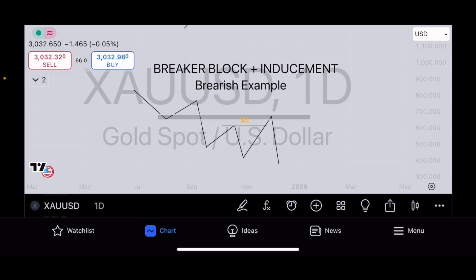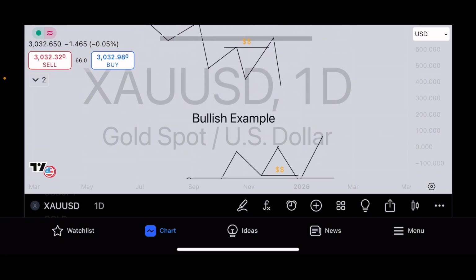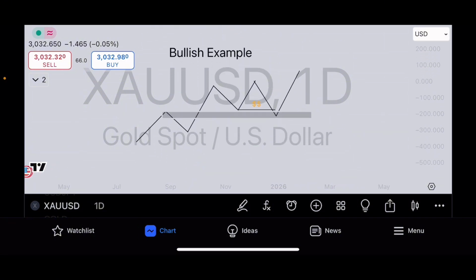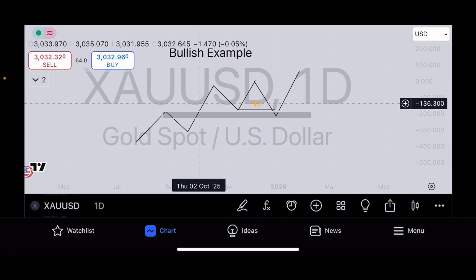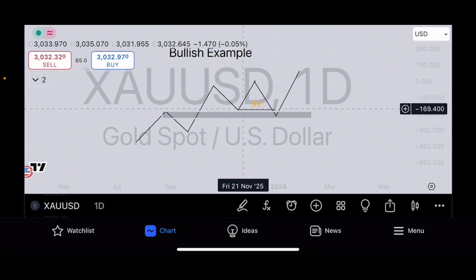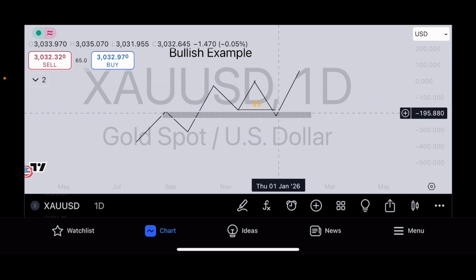Let's look at a bullish example. A bullish example is still the same thing. Here we have what do we have here? We have a supply zone which was violated. Then we have an inducement. Then what did the market do? The market cleared this out, then tapped in on our original supply to demand zone. You get?